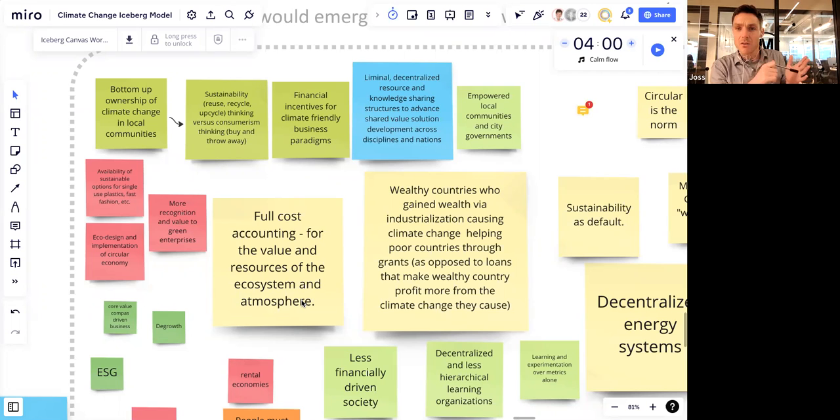Great, empowering local communities and city governments. Liminal decentralized resource and knowledge sharing structures to advance shared value solution development across disciplines and nations. Yeah, trying to get away from recreating the wheel. And decentralized resource and knowledge sharing structures to advance shared value solutions. Great, thank you very much for that.